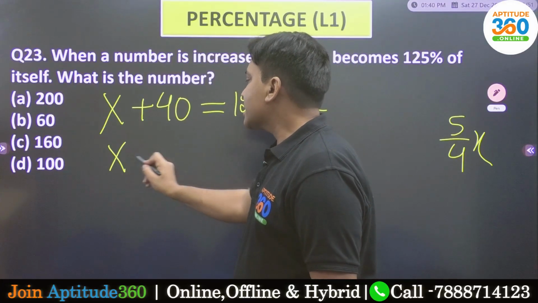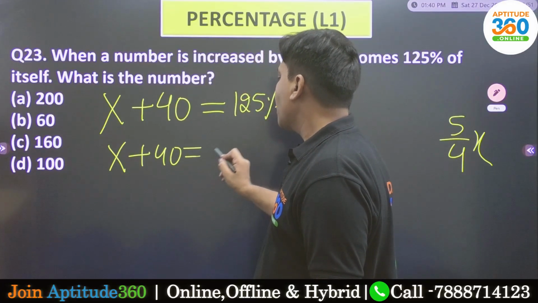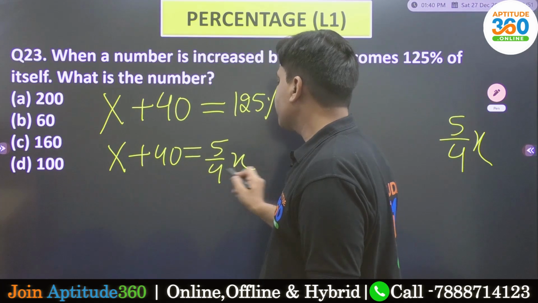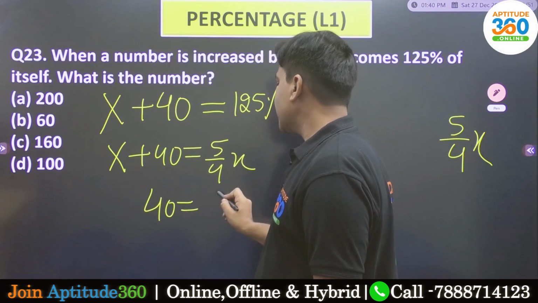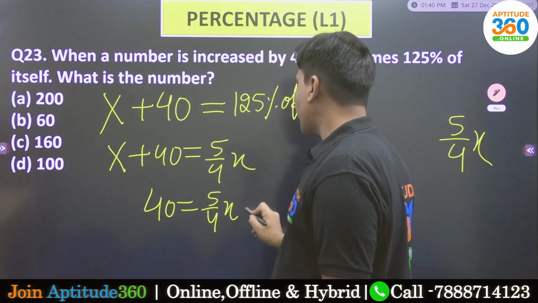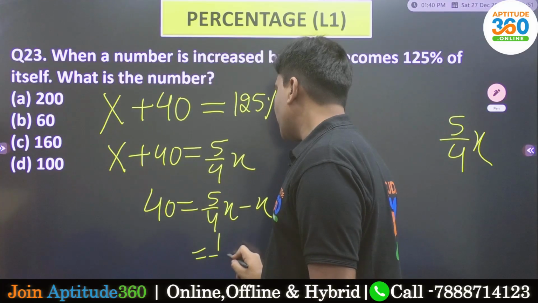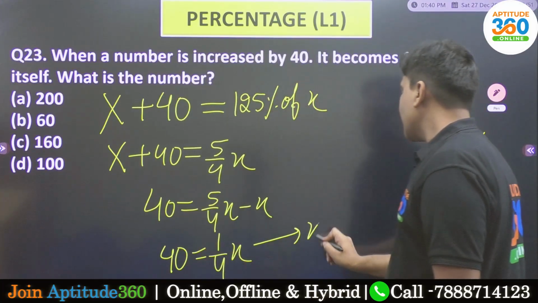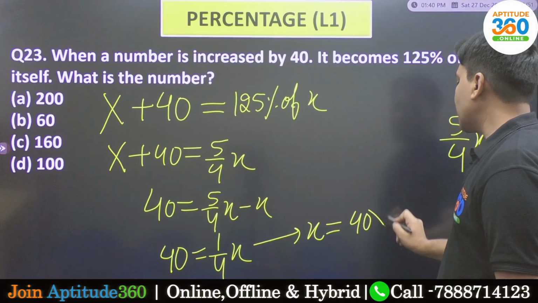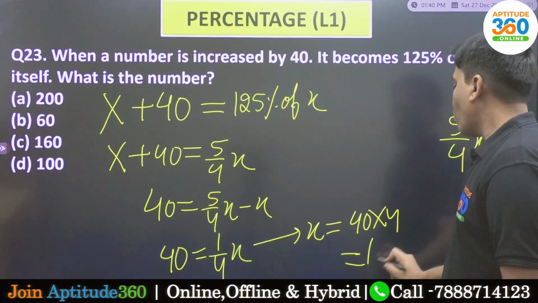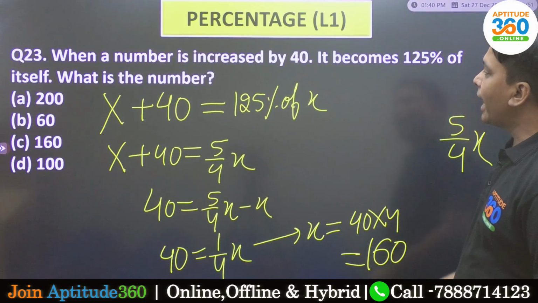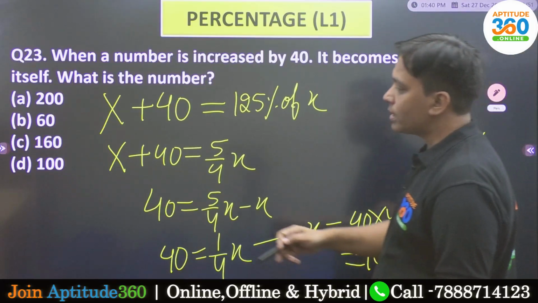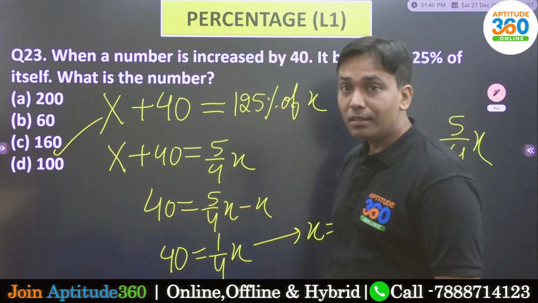Now, what is this? It is 5 by 4x. So 40 is nothing but 5 by 4x minus x. It is 1 by 4x. What is the answer? The value of x will come out as 40 into 4, which is 160. And the problem is simple, 160. Done.